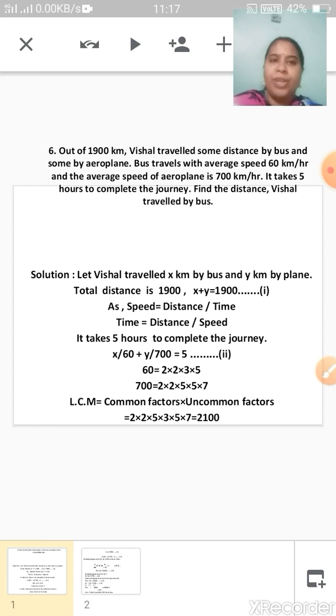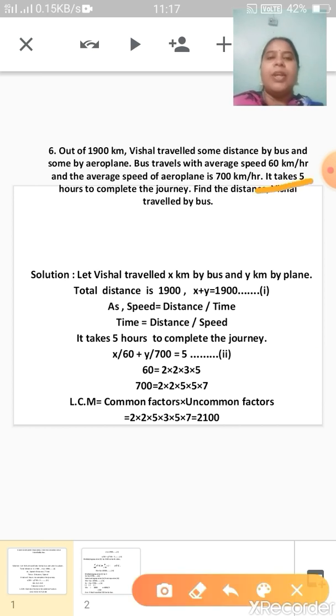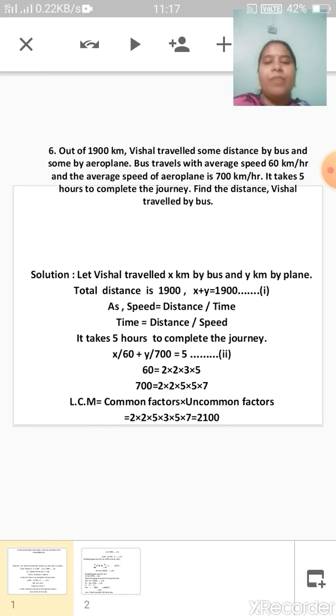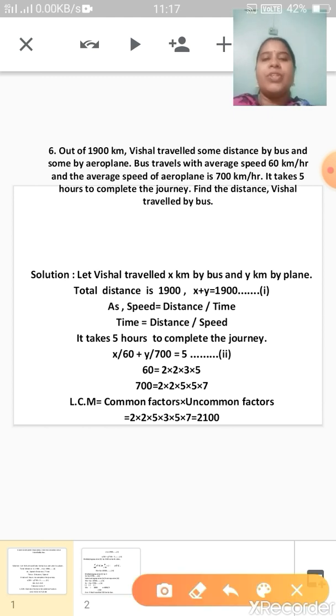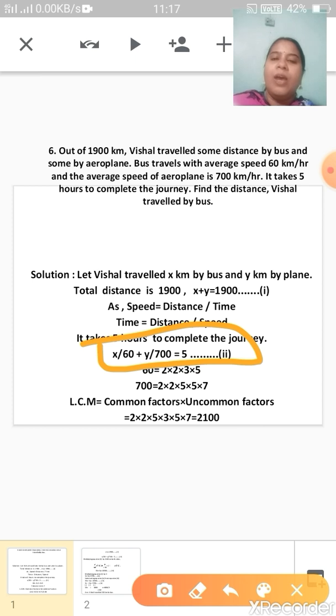Now, how to frame an equation? Framing the equation, I have to concentrate on this part. It takes 5 hours. So the total time, whatever it is taking by bus or by aeroplane, should be equal to 5. So how to get the equation? x upon 60 plus y upon 700 is equal to the total time, that is 5. I hope you are understanding it.